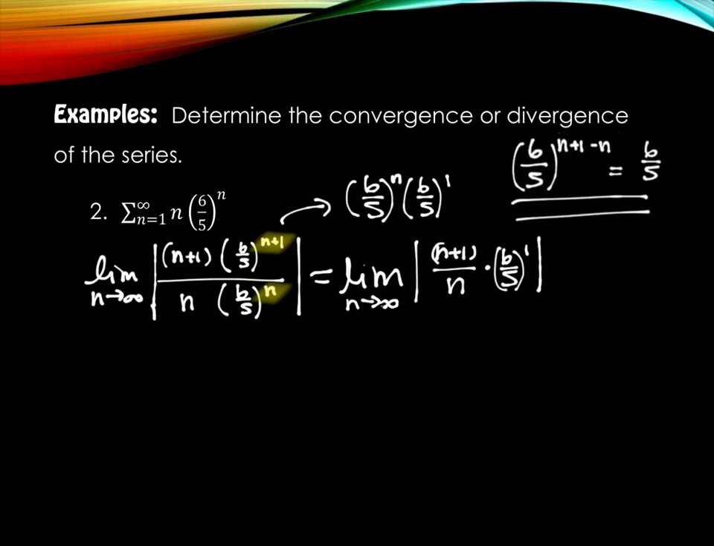Can we move the 6/5 out into front of the limit? You could if you'd like. It's not going to be affecting anything, so it is a constant multiplier. We do have a property of limits that allows that.